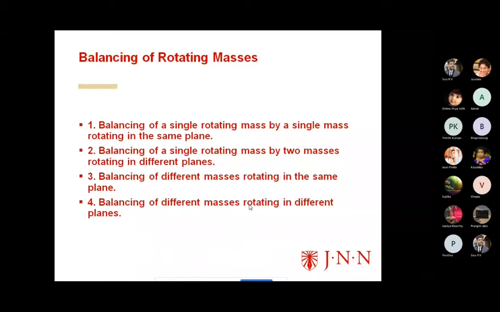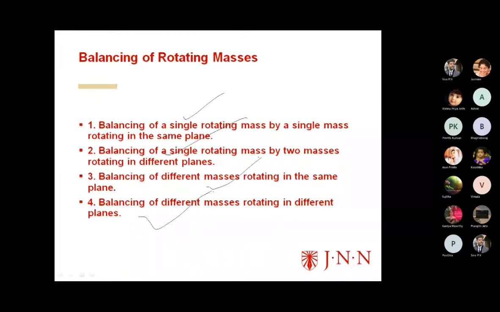So in this subject, four cases will be there. First case, balancing of a single rotating mass by a single mass rotating in the same plane. Second, balancing of a single rotating mass by two masses rotating in different planes. Third case, balancing of different masses rotating in the same plane. Fourth, balancing of different masses rotating in different planes.